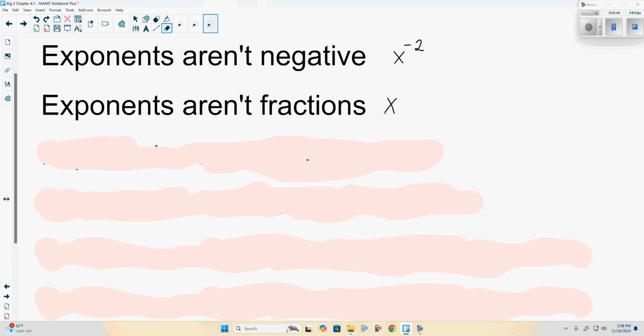Next thing is that we cannot have fractional exponents attached to our variables. And again, these are mainly attached to the variables. Exponents cannot be fractions on our variables, so we can't have x to the 2/3. We can have 1 to the 2/3 or 2 to the 2/3. We just cannot have our variables with those fractional exponents.